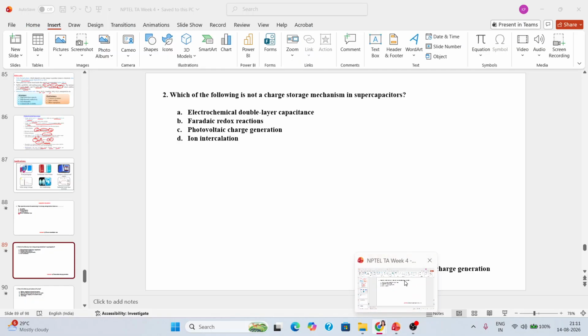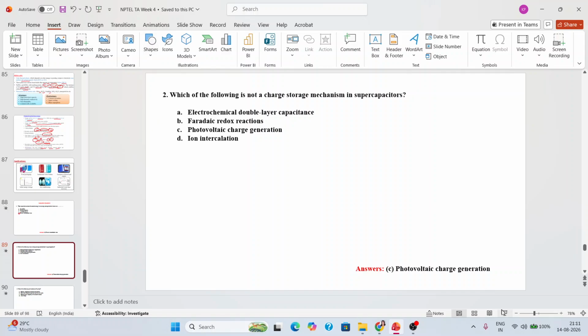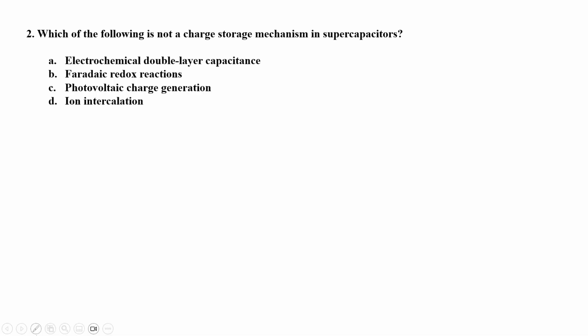The answer is correct. That is photovoltaic charge generation. Since the electrochemical double layer supercapacitor, EDLC, is also involved, Faraday redox reaction takes place, and ion intercalation and deintercalation also take place.